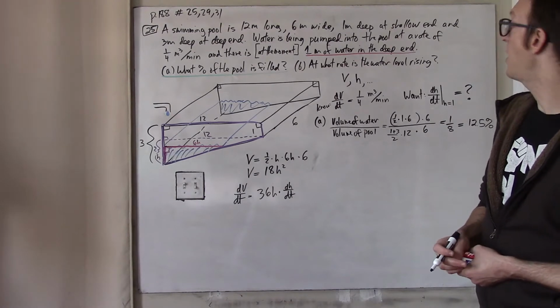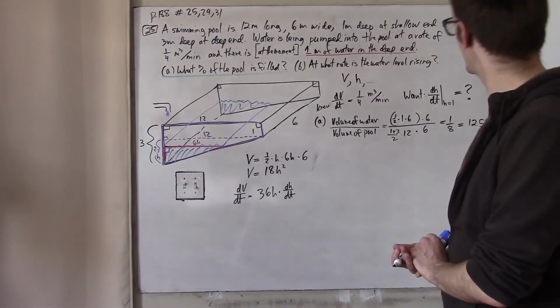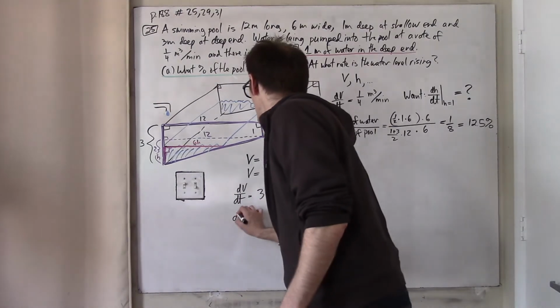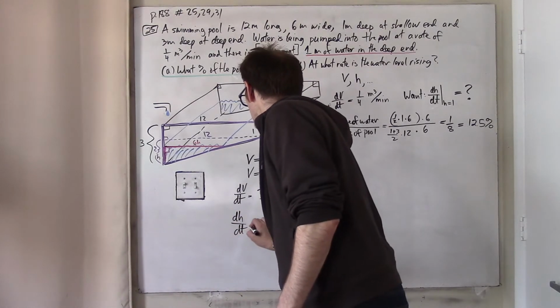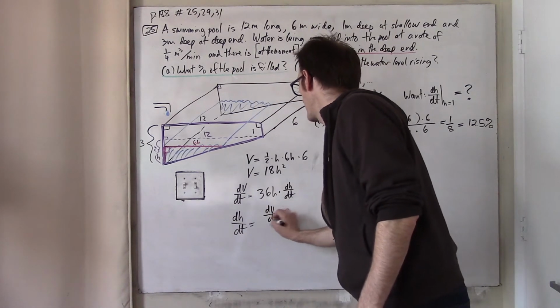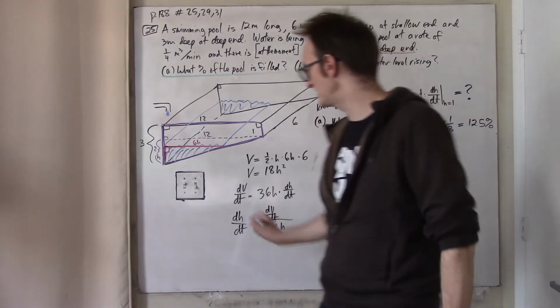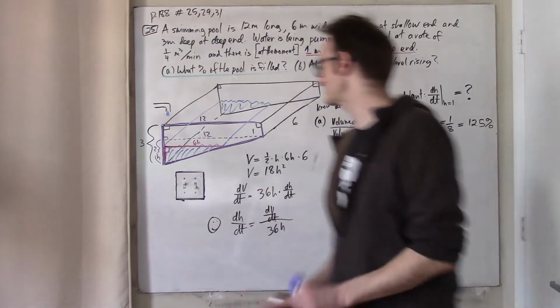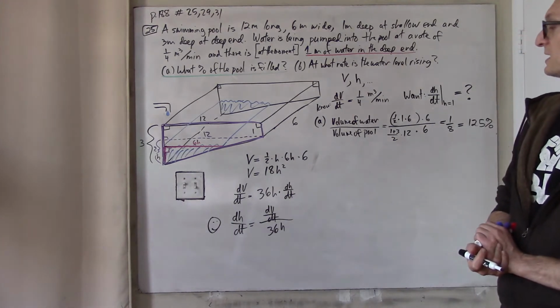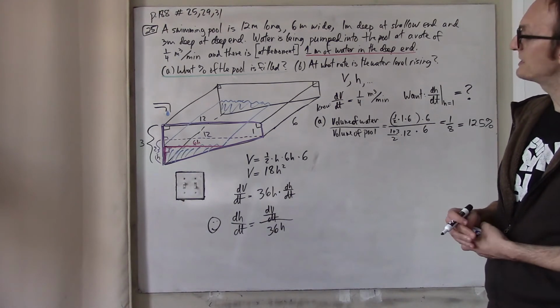Good. Now what? Well, I guess now I'm kind of done, right? What is dh/dt? Answer: dh/dt is dV/dt over 36h. And this, to me, is kind of the best formula. It's the formula which explains what dh/dt is.